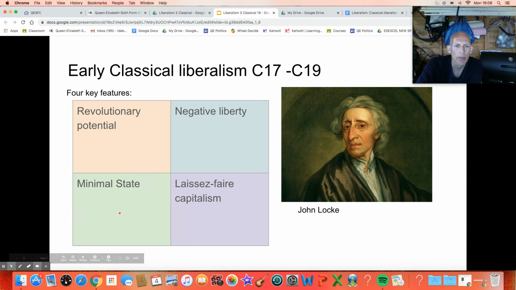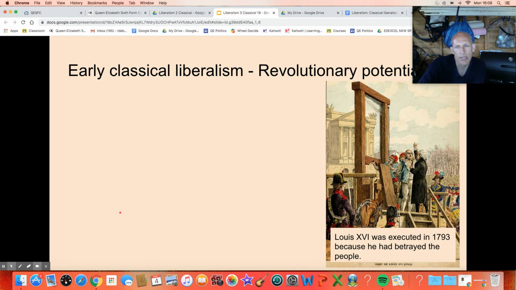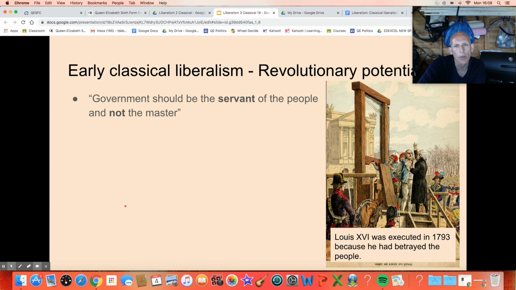Okay, so let's take the first one, revolutionary potential. There is something about liberalism. These days, if we think about the Liberal Democrats, they're not particularly revolutionary. But at the time, when Locke wrote in the 17th century that government should be the servant of the people and not the master, he was talking about the idea that people themselves should be the ones who give consent to kings and queens, and not that people belong as subjects to kings and queens. That the kings and queens are sovereign, and that they look after the people as if they are the parents over them, and that therefore the people are somehow inferior to them.